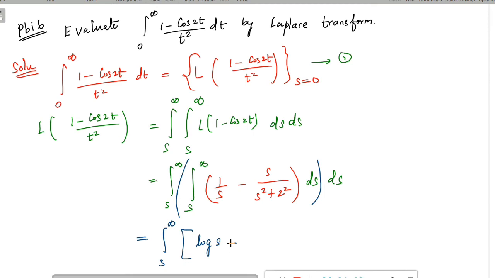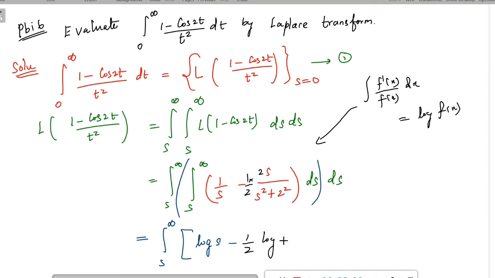minus. Here, by using this formula, the integral of f dash of x divided by f of x dx equals log f of x, you can multiply by 2 and divide by 2. From that you may get 1 by 2 into, if you differentiate s square plus 2 square, you get 2s. That's why, since 2 is not there, I have multiplied by 2 and divided by 2. Now you can apply that formula. From that you may get 1 by 2 into log (s square plus 2 square) from s to infinity, ds. I have integrated with respect to s only, so one integration still remains.